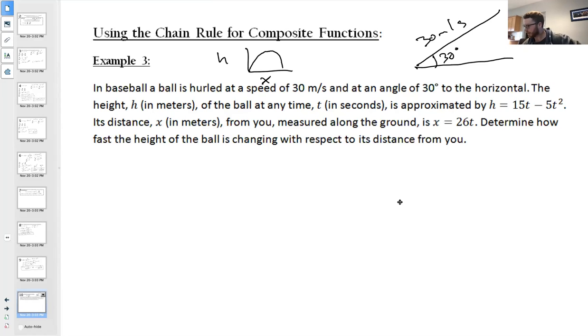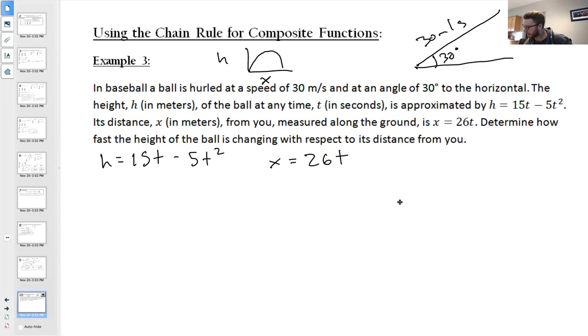So that is what that kind of looks like. At any time, the height of the ball is approximated by this formula here. So h is equal to 15t minus 5t squared. Okay, and then its distance at any time can be measured by the formula x is equal to 26t.